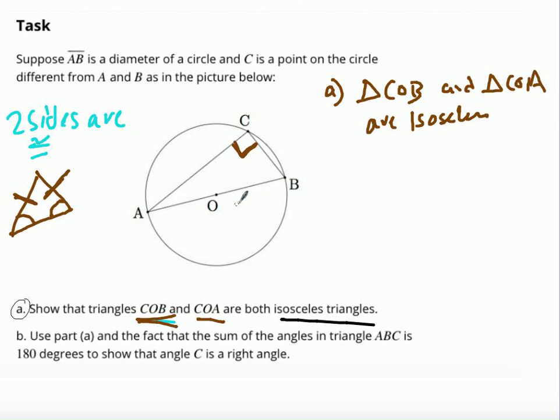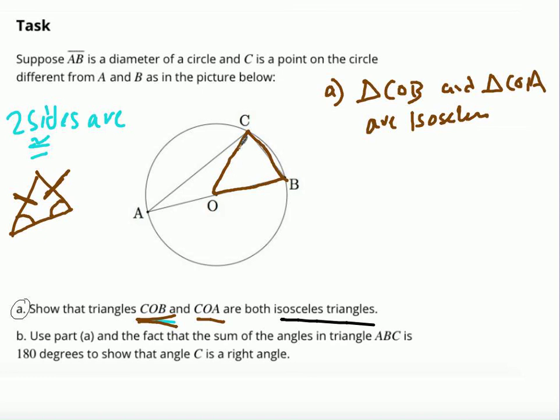Now there are a few different ways we can prove this, so let's just go ahead and choose one. We can show that C is a right angle by showing that the sum of A and B is 90. So the way we do it, first we use COB. So I'm going to draw my COB. Now we know from part A that COB is isosceles.